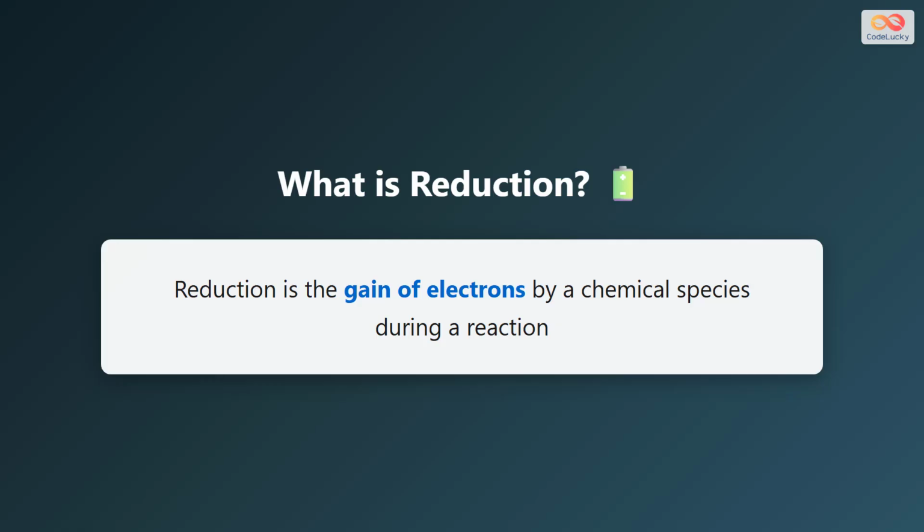Let's start with the basic definition. Reduction is the gain of electrons by a chemical species during a reaction. The key word here is gain. When a species undergoes reduction, it accepts electrons from another species. This is one half of a redox reaction, where one species gains electrons while another loses them. The term reduction might seem counterintuitive, but it refers to the reduction in oxidation state that occurs when electrons are gained.